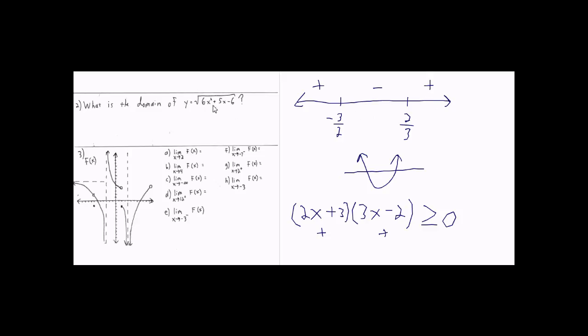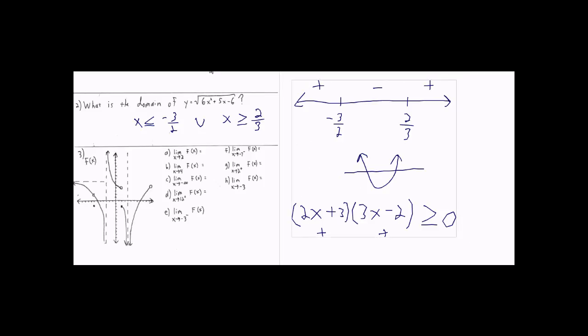So, as long as 6x squared plus 5x minus 6 is positive, this graph, y equals the square root of that, the domain of that is going to be wherever what's inside is positive. So that's right over here. x less than or equal to negative 3 halves union with x greater than or equal to 2/3. And you can write that in interval notation if you want. It doesn't matter. Okay, let's do the graph guy.